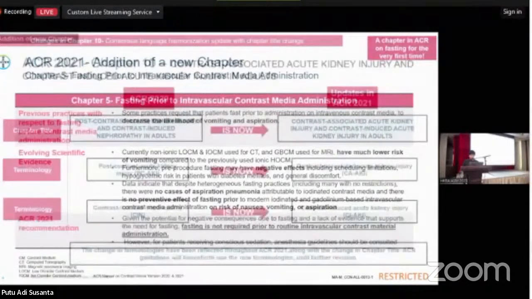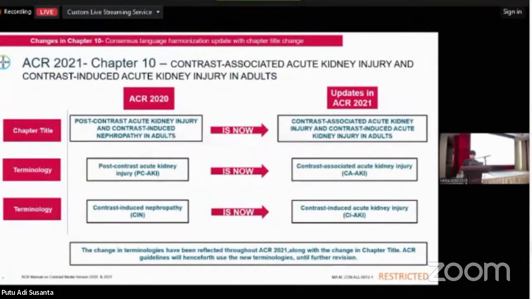And the next update in 2021 is in chapter 10 regarding the terminology alteration. First of all is the terminology alteration for contrast-associated acute kidney injury. Previously, it was termed post-contrast acute kidney injury, and now it is changed to contrast-associated acute kidney injury, which may occur regardless of whether the contrast media was the cause of renal function deterioration. So it's a correlative diagnosis. And contrast-induced nephropathy was changed to contrast-induced acute kidney injury, which describes a certain renal function deterioration due to the contrast media administration. So it's a causative diagnosis term.